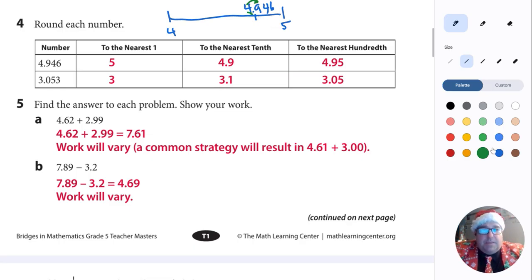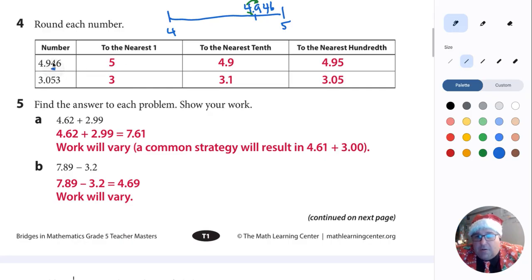To the nearest 10th. Again, what do I have in my 10th place? A 9. What do I see behind it? I see a 4. Nope. So that 9 is going to stay the same. So I just write 4.9. We end there. If it was 5 or more, that would actually round to 5 again. We talked in class a little bit about that, but don't have to worry about that in this case.